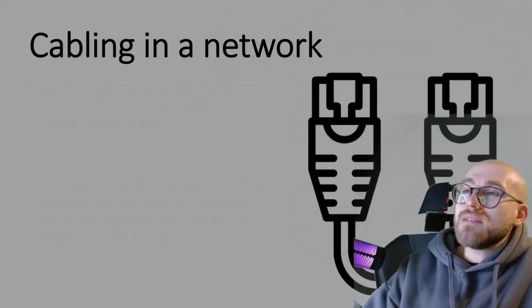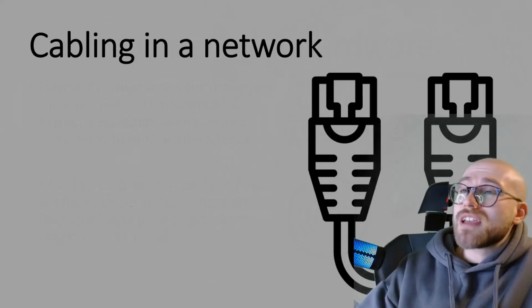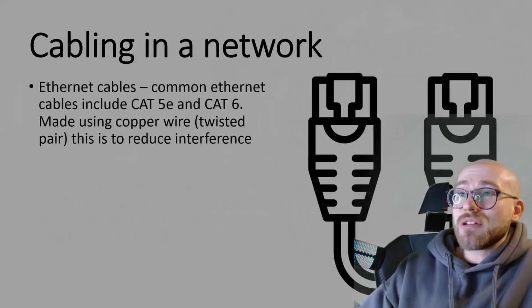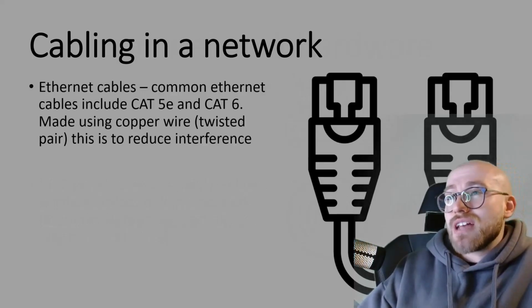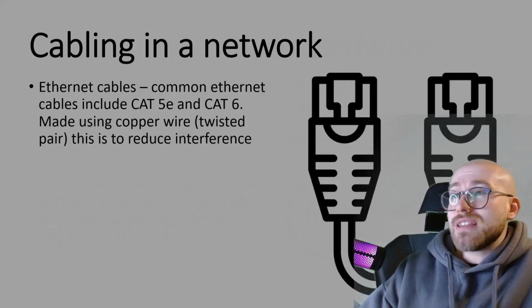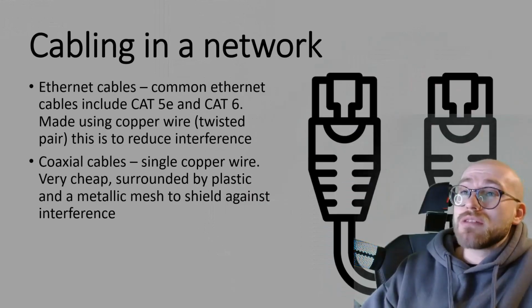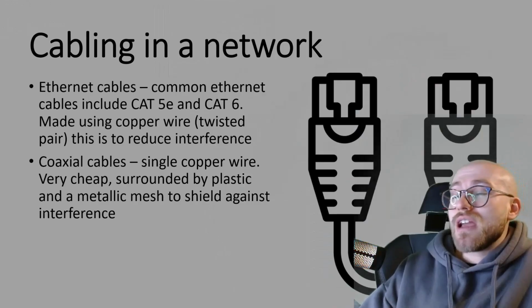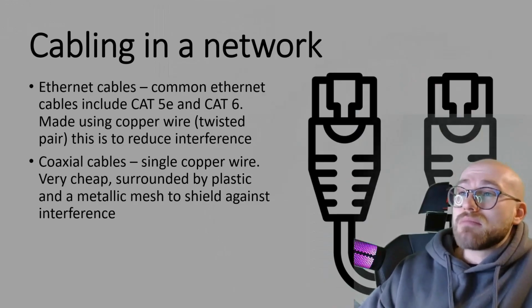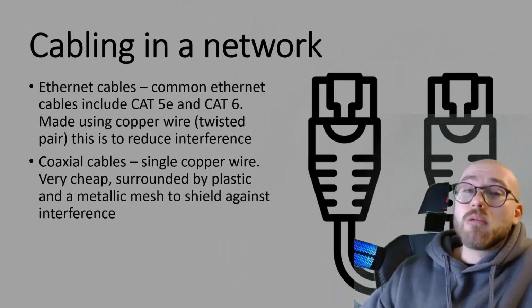Okay, next is cabling in a network. So the most common cable that you will come across is the Ethernet cable. And you won't really need to know this for your exam, but the most common forms of Ethernet cable are Cat5e and Cat6. The actual structure of these cables, they are made using copper wire, sometimes referred to as a twisted pair. And the reason that happens is to reduce interference, which allows the data to travel quicker. Another really common cable is coaxial cables. Now, they are very cheap. They're surrounded by plastic, and it is a single copper wire.